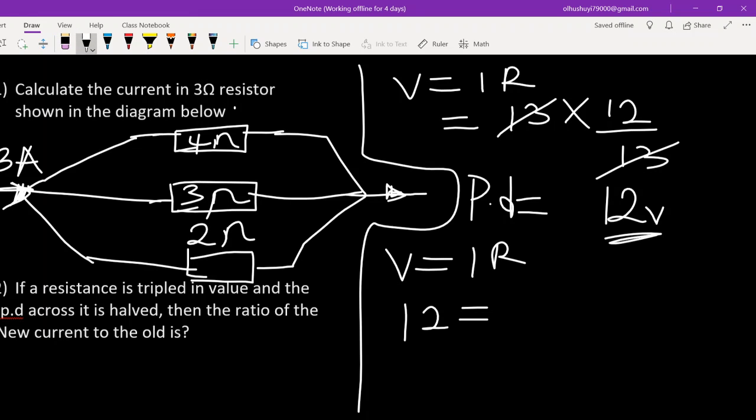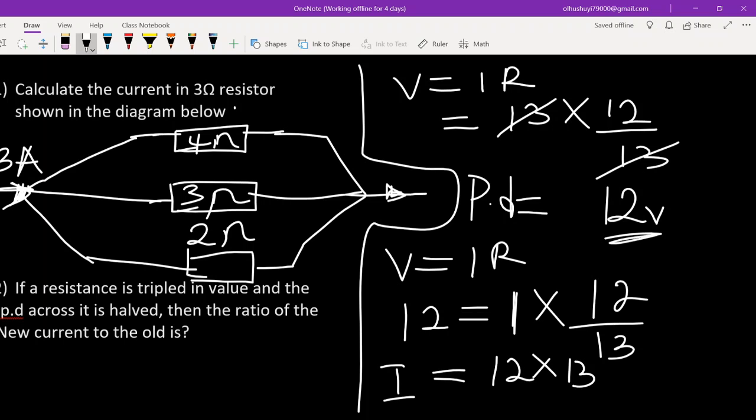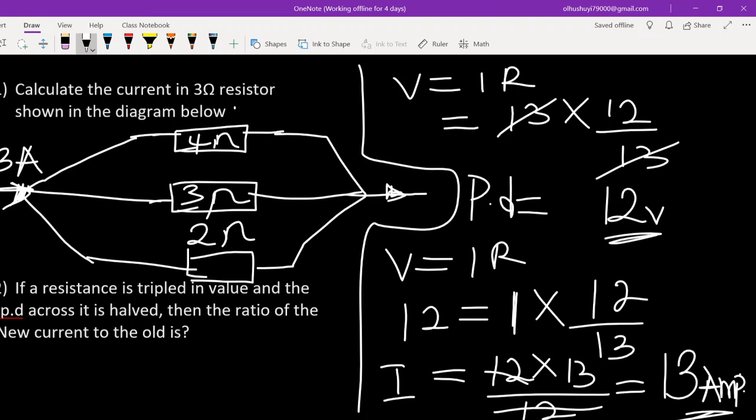It will be I times the overall resistance we had, which was 12 upon 13. So what do we have now? That means I will be equal to, by the time you cross multiply, 12 times 13 divided by 12. This cancels out this, and that will be 13. You have 13 amperes. So your answer should be 13 amperes.